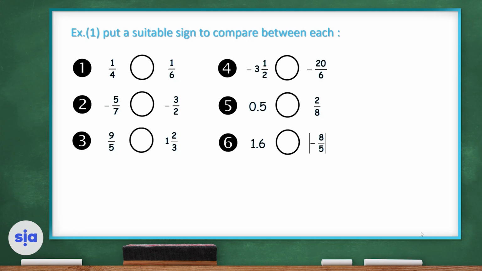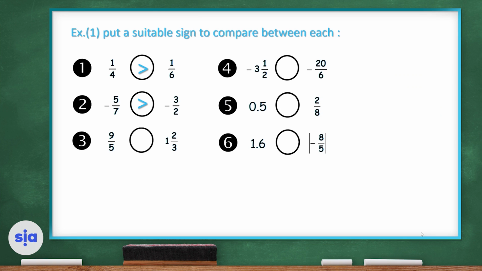Let's go to exercise number 1. Put the right symbol, whether it's greater than, less than, or equal. Question 1. The 1 over 4 and the 1 over 6. Uppers are the same, so lowers, the bigger, the smaller. So 1 over 4 is greater than 1 over 6. Or you can do it by the scissors way as I taught you. Question 2. Negative 5 over 7 and negative 3 over 2. So negative 5 over 7 is bigger than the negative 3 over 2.